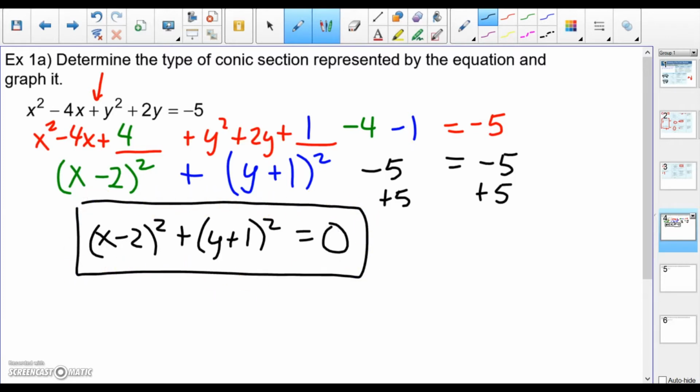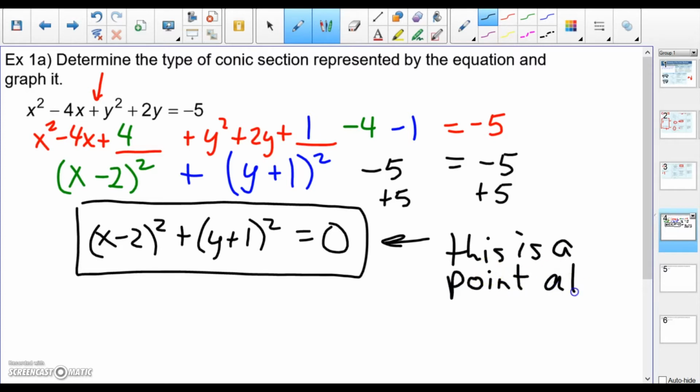Now, normally we would say this is a circle, but that 0 is a strange answer, okay? You can't have a circle with a radius 0. A circle with radius 0 is a point, okay? This is a point. Again, think about a circle of radius 0, and that point would be at x equals 2 and y equals negative 1. This is a point at (2, negative 1). So if they asked me to graph this, and that's what they did, graph it, the point (2, negative 1), that's all it is.